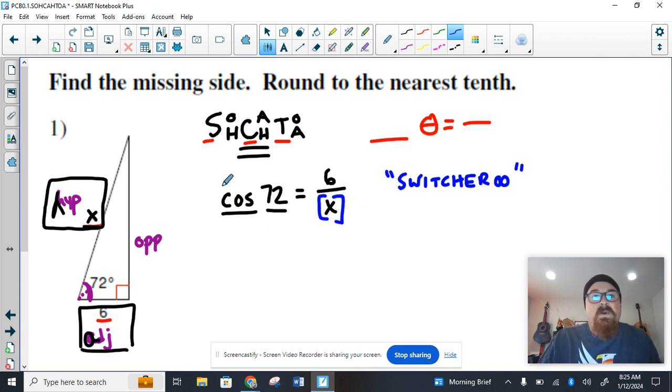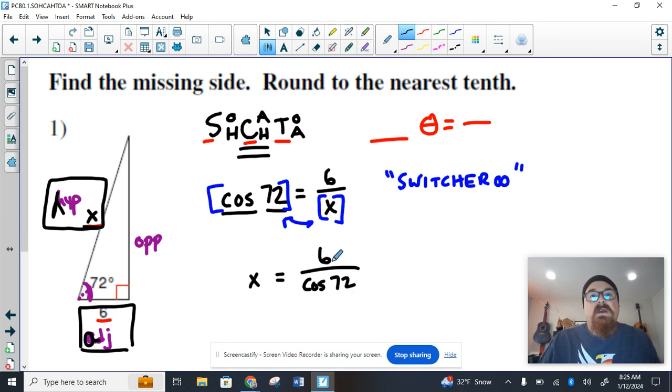What we do is we take that value of x and we take this entire trigonometric piece, this package here, and we swap them out. So if we do that, that would be x equals 6 over the cosine of 72. We're not multiplying by anything. We're not multiplying by both sides. We're not dividing by both sides like we normally do when we're solving. We're literally taking those and switching them out.